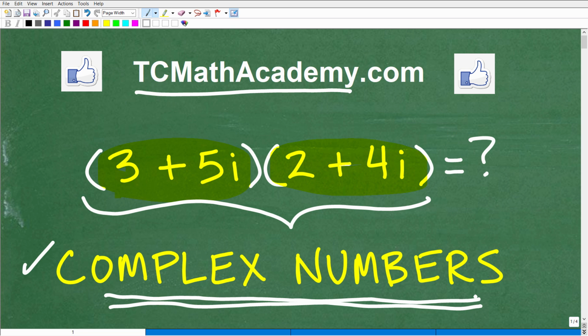But before we do that, if you can figure this problem out, go ahead and put your answer into the comment section. Of course, I'm going to show you the right answer, then we'll talk about what a complex number is and exactly how to find the product in this particular problem.